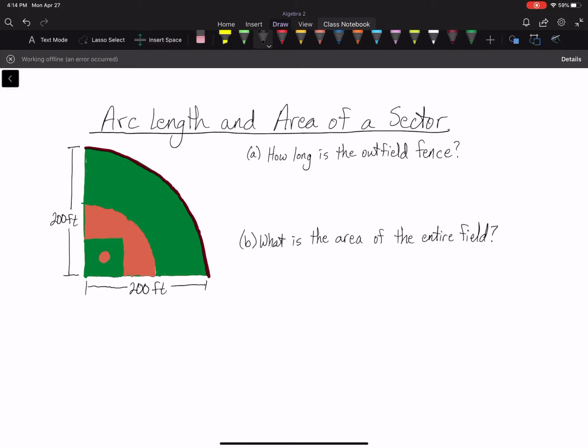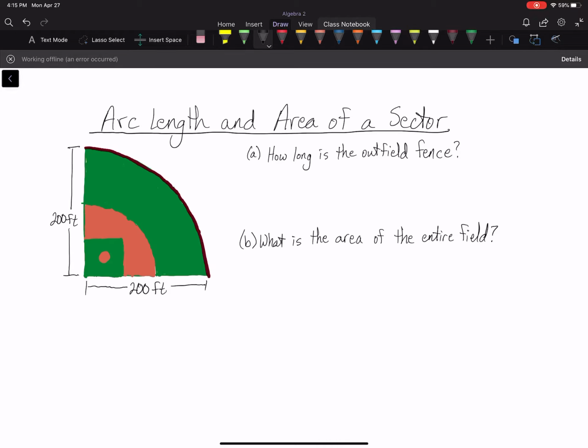So we have a baseball field here. The distance from home plate to the outfield is 200 feet in both directions. And we're going to find how long the outfield fence is, as well as what is the area of the entire baseball field. So to start, we need to know what the formula for the arc length is.